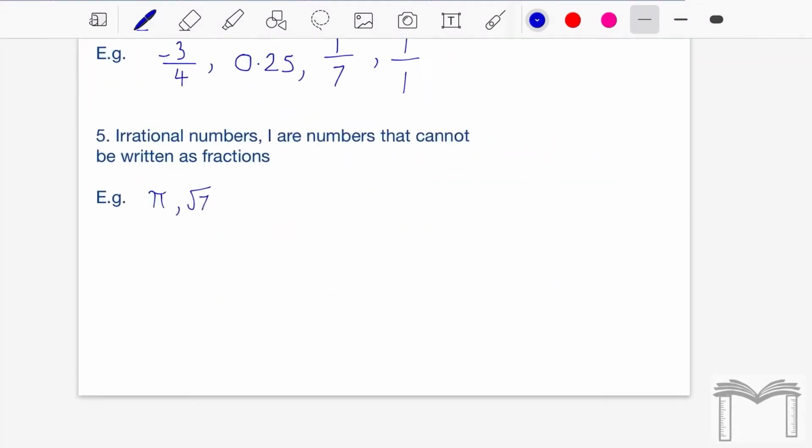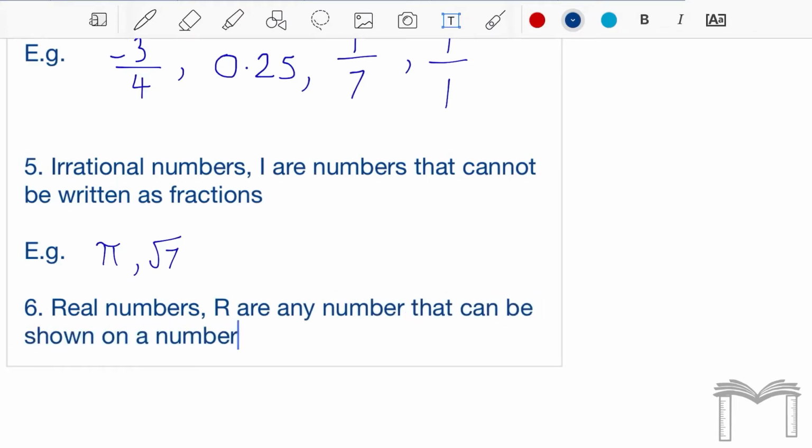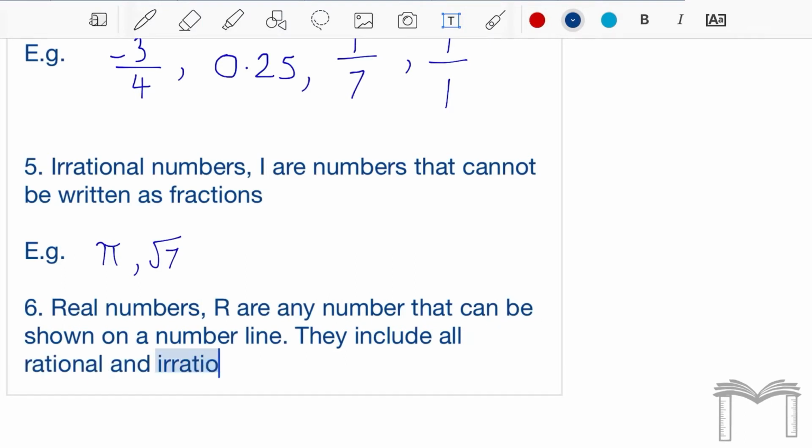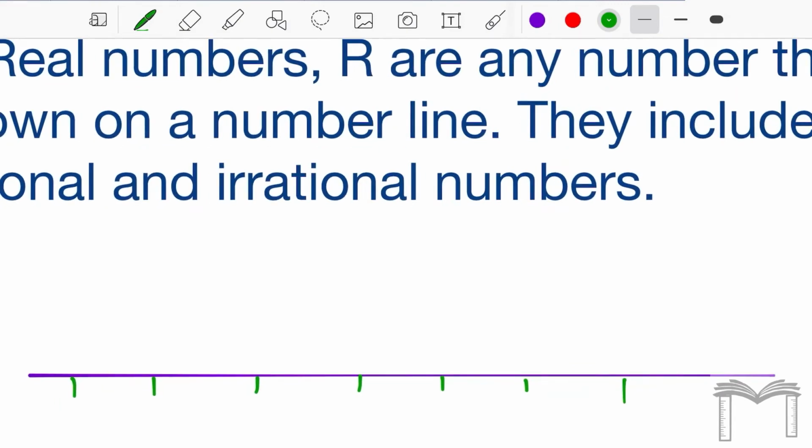Next, we have real numbers, represented by capital R. These are any numbers which can be shown as a point on a number line. They include all rational and irrational numbers. So that will include all of the numbers that we have listed above. Rational, irrational, integers, whole numbers, and natural numbers. There are also other types of numbers, but we will not yet go into those types. There are complex numbers, imaginary numbers, and others.